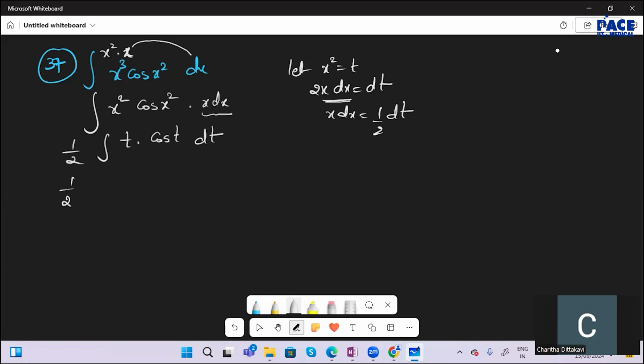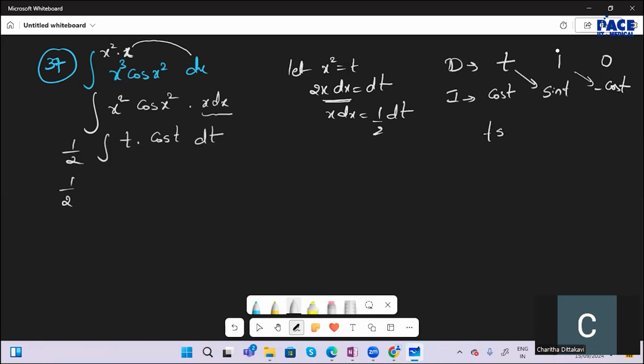So now that is 1 by 2 into integral of t cos t. What is the differentiable function and what is the integrable function is what I'm going to write here, dear. Right. So obviously t, and differentiation of t is 1 and its differentiation is 0 there. Next, coming for cos t, integration of cos t is sin t. Integration of sin t is minus cos t. Clear?